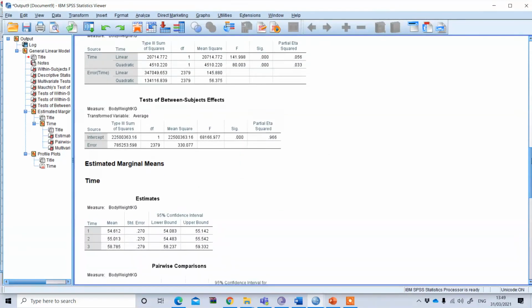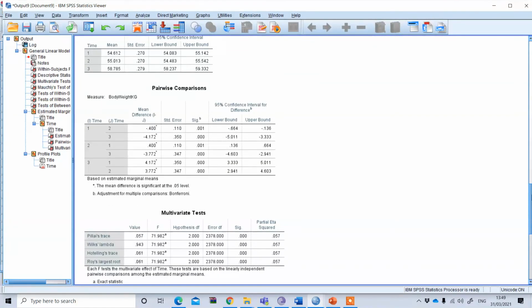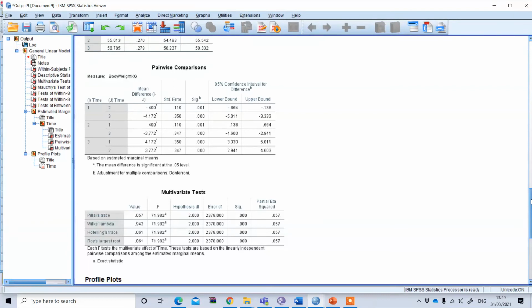Now my main focus is to look at what level this actually varies, and whether this is statistically significant. So if I look at this pairwise comparison, this is the body weight comparison at different time points.